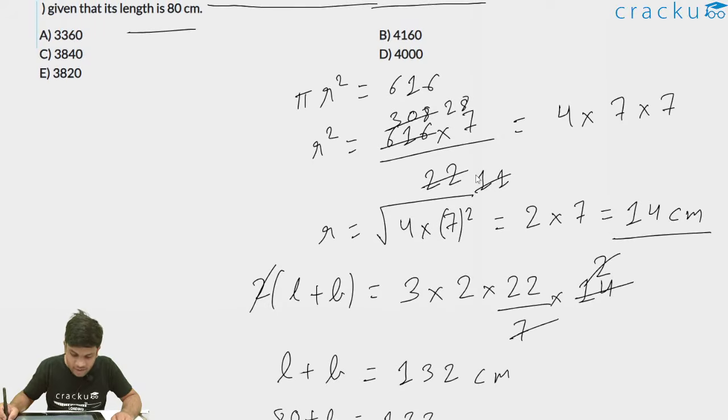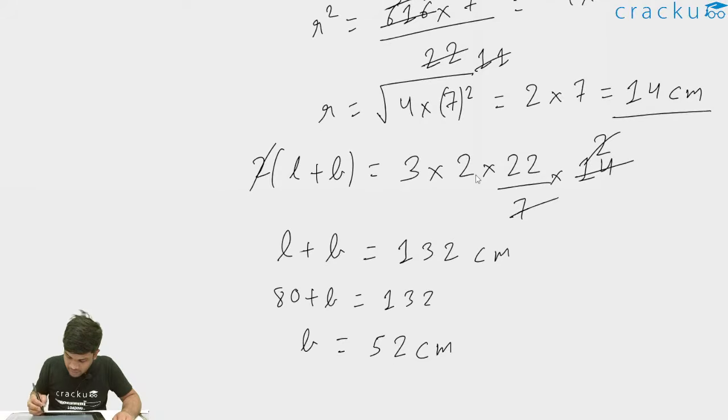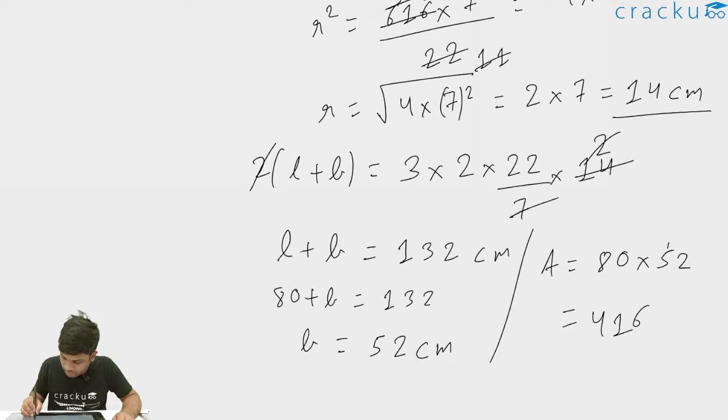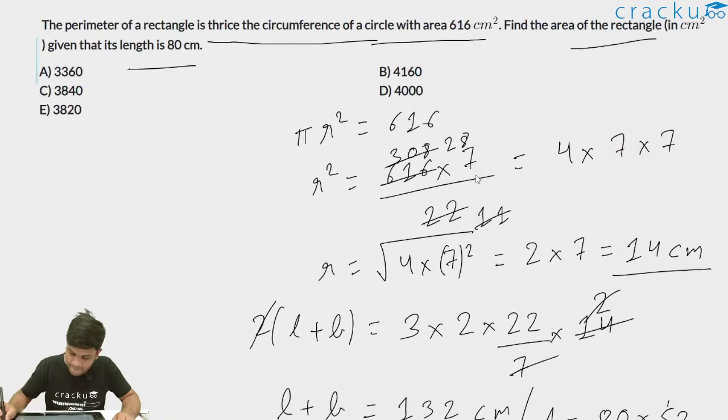Now we have to find the area of the rectangle. We have got the length, we have got the breadth. So area will be length into breadth, which is 80 into 52. So 8 2s are 16, 8 5s are 40, 41, 4160 centimeter square. So the answer is 4160 centimeter square. So your answer is option number B.